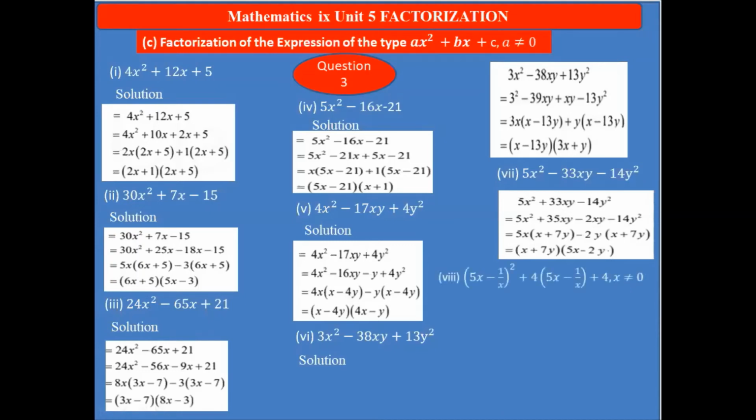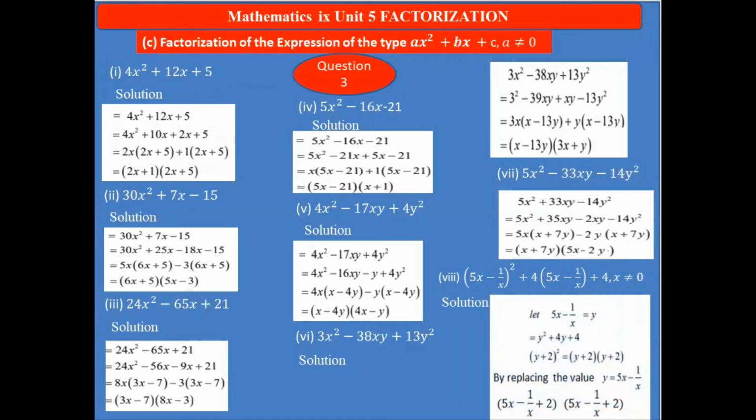Part 8: (5x minus 1 by x) whole square plus 4 into (5x minus 1 by x) plus 4, where x is not equal to 0. Solution: in this question, we have to suppose 5x minus 1 by x is equal to y. Then this will be equal to y square plus 4y plus 4.